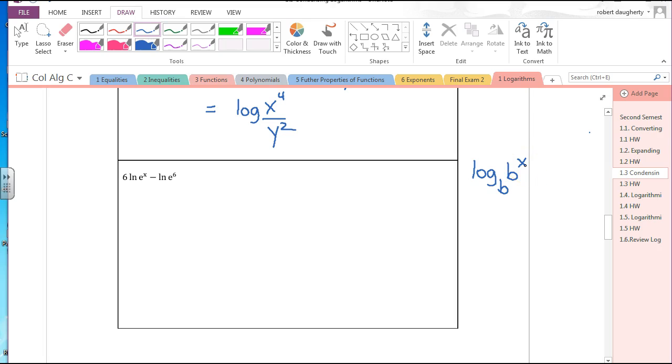The log base b of b to the x is what? You haven't redeemed yourself yet. So the log base b of b to the x. Anyone? Oh, it's x. There you go. You halfway redeemed yourself. It's x.